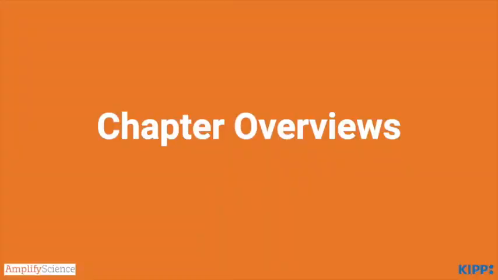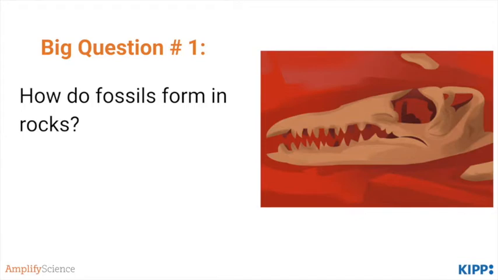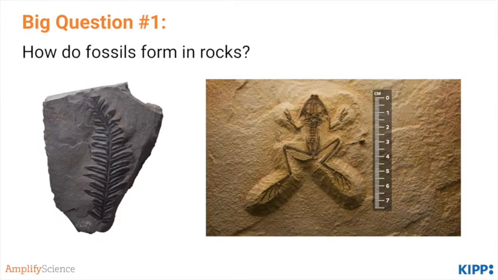All right, let's jump into our chapter overviews. Our first big question is, how do fossils form in rocks? Taking a look at the anchor phenomenon, how on earth did that fossil get into that rocky outcropping? We start by looking at pictures or actual physical specimens of fossils and learning about observations and inferences.